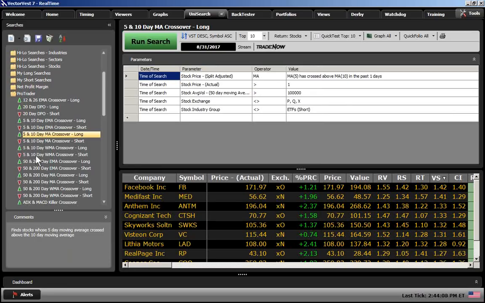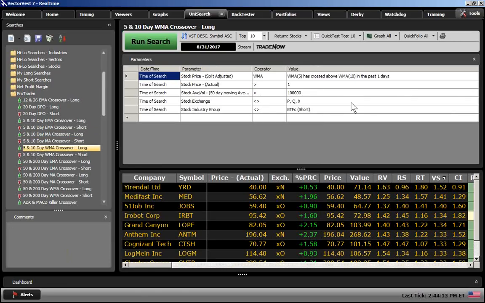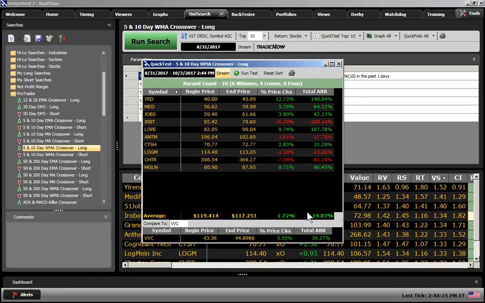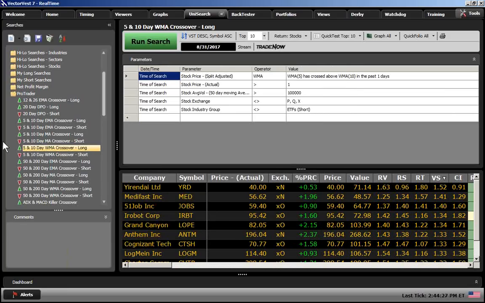And now let's use the weighted moving average. I'm using the same 5 and 10. I'm running the searches. Quick test top 10, 1.72. I did have a bigger loser, and now you have a better idea of why we like to use the exponential as opposed to the simple or the weighted. I wanted to show you the difference between all three. All right, what else can we do?